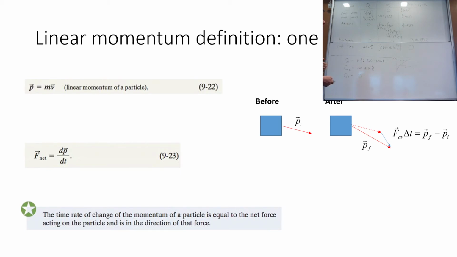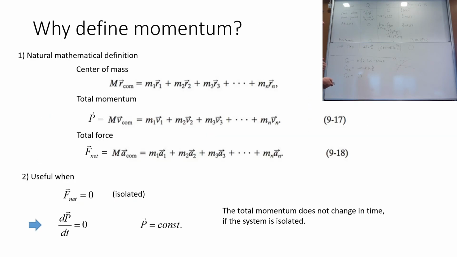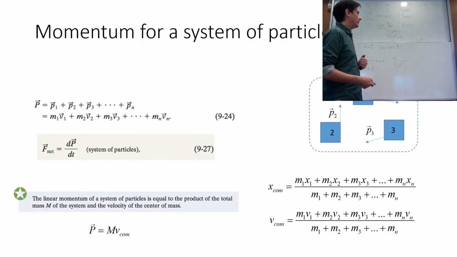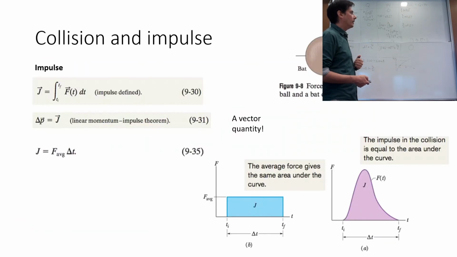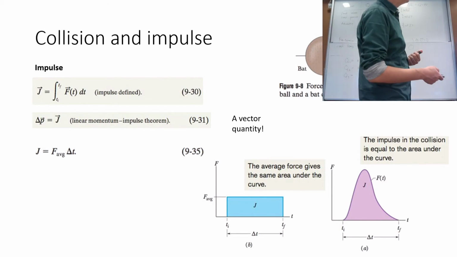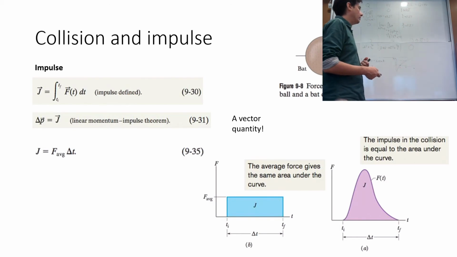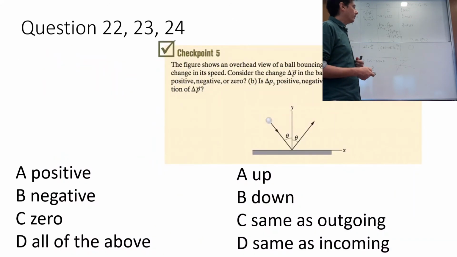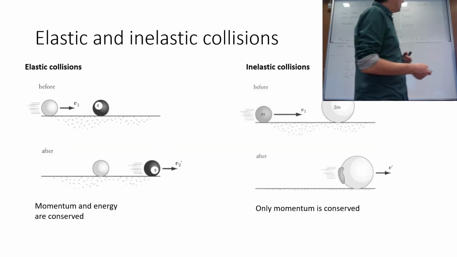Okay, and so the relationship between force and momentum, of course, is pretty central. And then total momentum for many objects, and finally, eventually we'll get to conservation of momentum. And then impulse is another form of momentum, where you integrate the force with time. And conservation of momentum, of course, is pretty central to this.